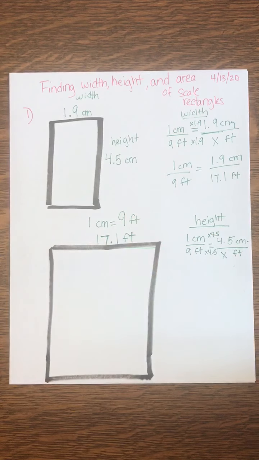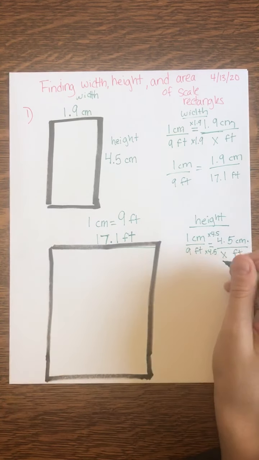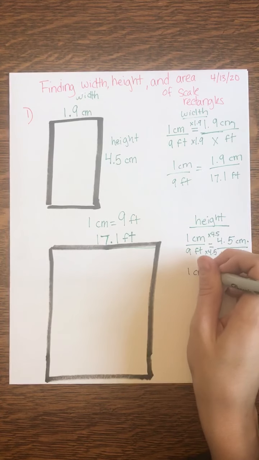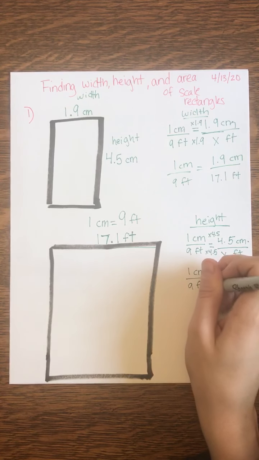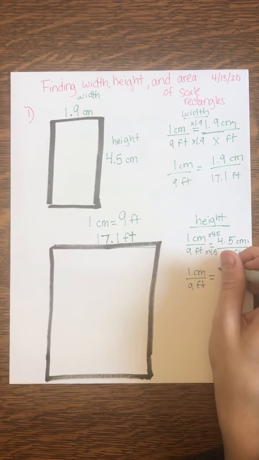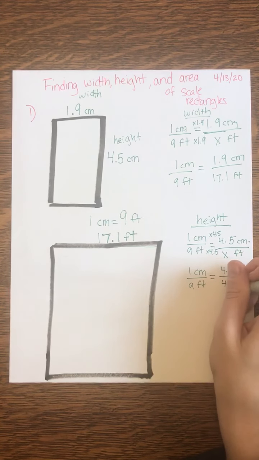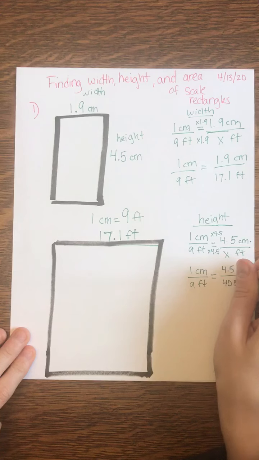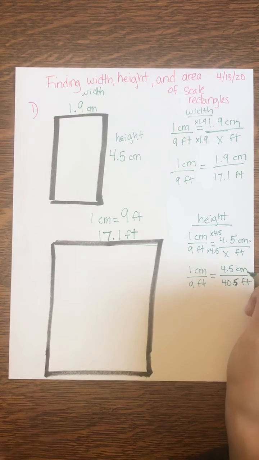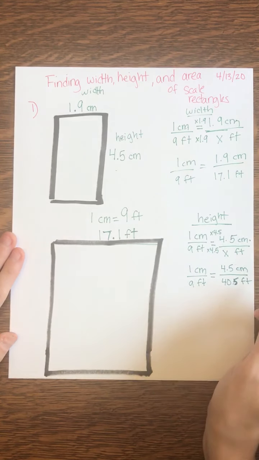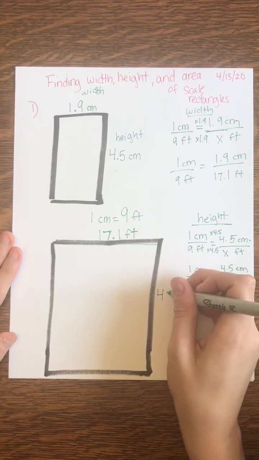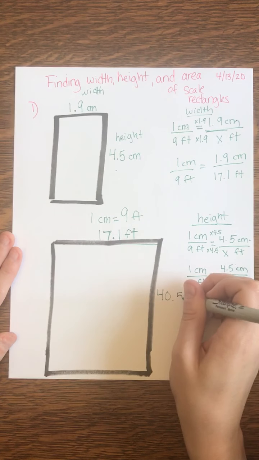9 times 4.5, I'm going to grab my calculator. 9 times 4.5 equals 40 and 5/10. So this proportion, 1 centimeter for every 9 feet, is the same thing as 4.5 centimeters for every 40.5 feet. The relationship stays the same. So that means my new height is 40 and 5/10, 40.5.